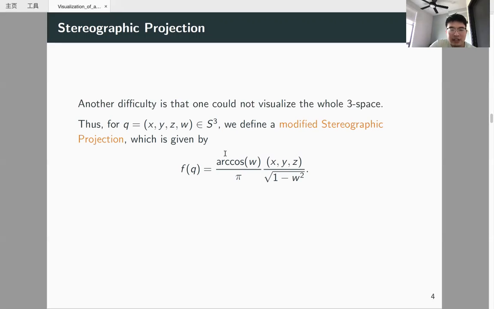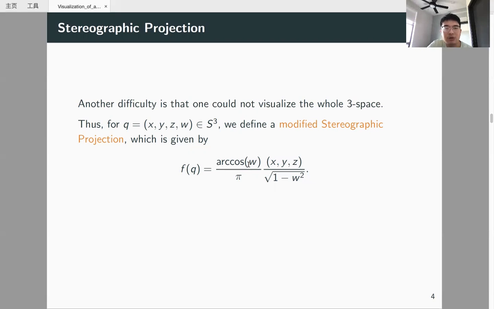Let's look at this part first. This part is actually a normalization of x, y, z, because remember, x squared plus y squared plus z squared plus w squared is 1 because it lies in S3. So 1 minus w squared is the sum of x squared, y squared, and z squared. So this part has magnitude 1. And the coefficient here ranges from 0 to 1.